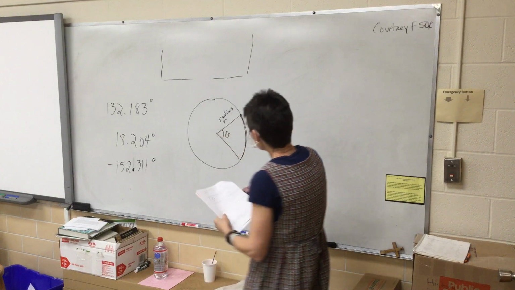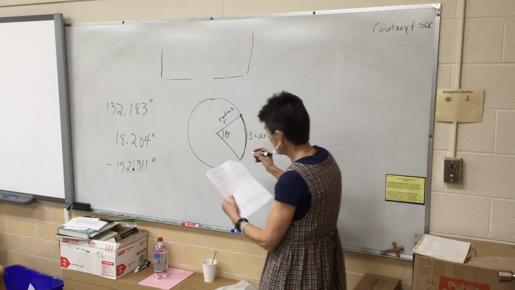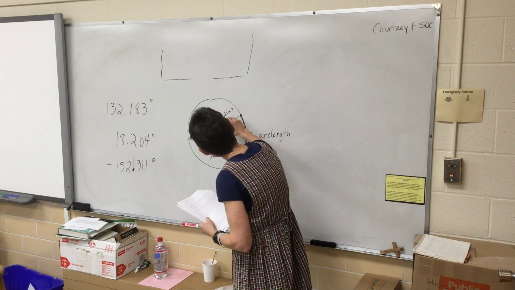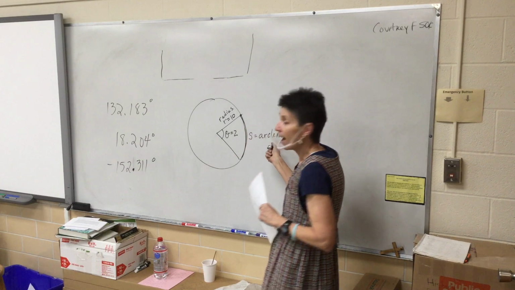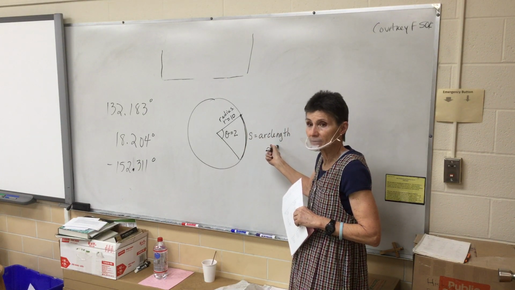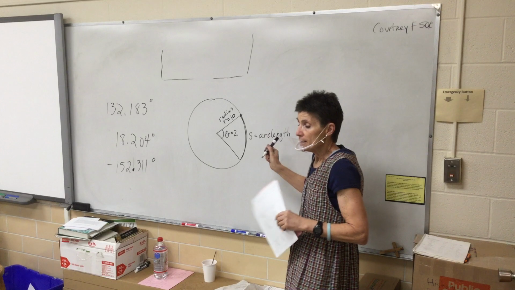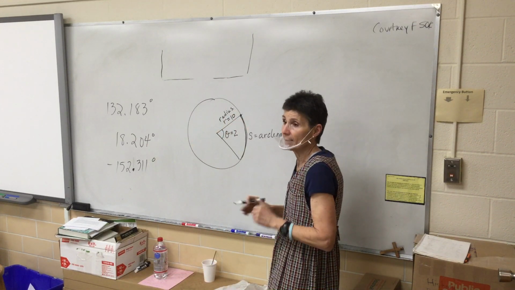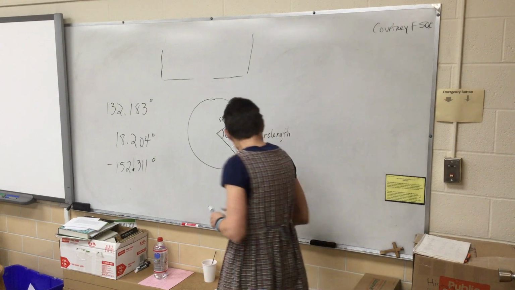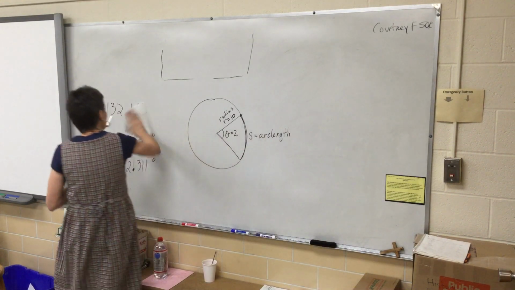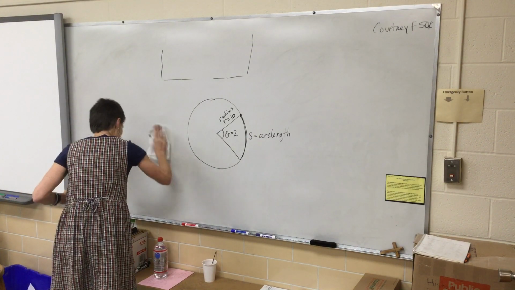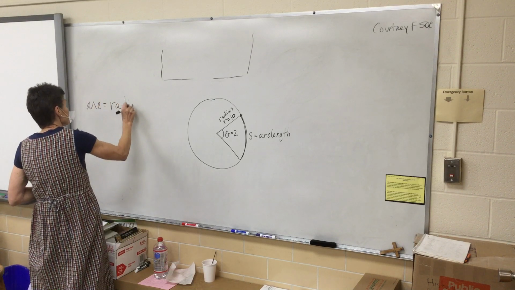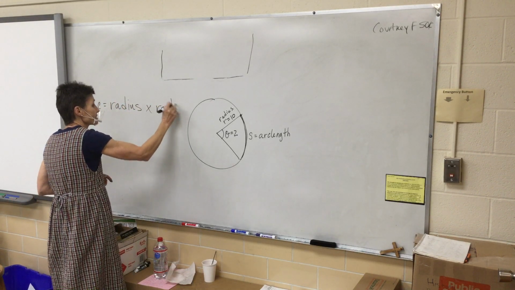Now, in problem A, they tell us that this angle is 2, and that this radius is 10, and I have to figure out the arc length. Luckily, there is a very simple little formula that will find arc length for you. Arc length is found by taking radius times radians.